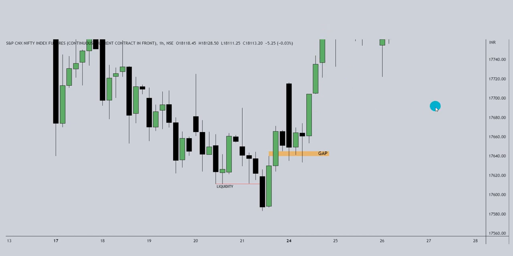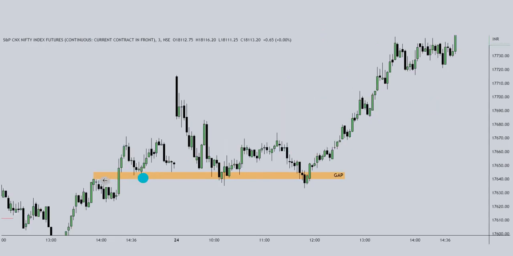My execution time frame is the 3-minute, so I'm going back to the 3-minute. This is the gap which I drew on the 1 hour time frame, but I'm not going to refine it here. I'm just going to keep it like this. The market went back down and tested here. If you're entering here, you can see the reward which you are going to get.